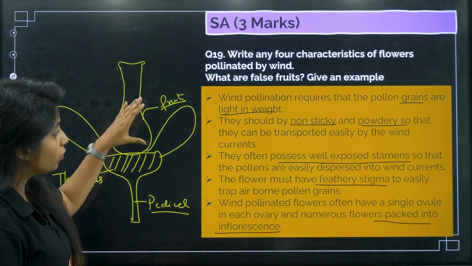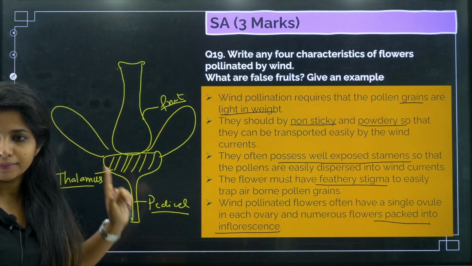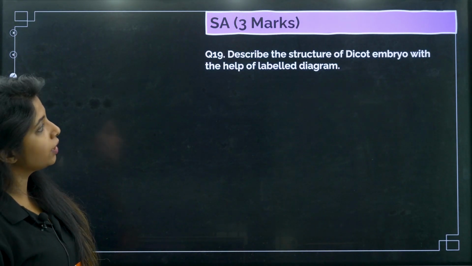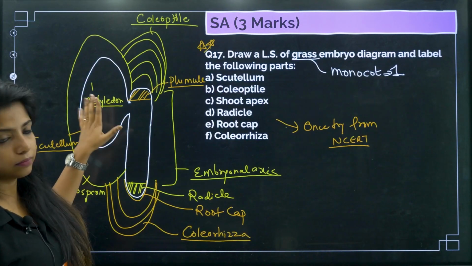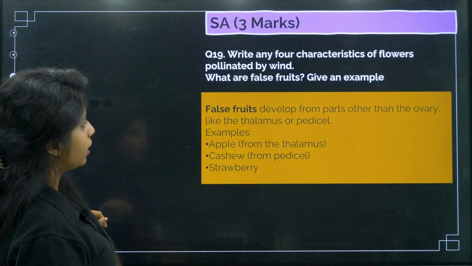So whenever the ovary is not participating in the formation of fruit but other parts are, just understand you're talking about this. Works? Now, describe the structure of dicot embryo with the help of a labeled diagram. So over here we made the monocot embryo, where it has just 1 cotyledon. Now you have to make the dicot embryo. It's very fun. Let's make it.